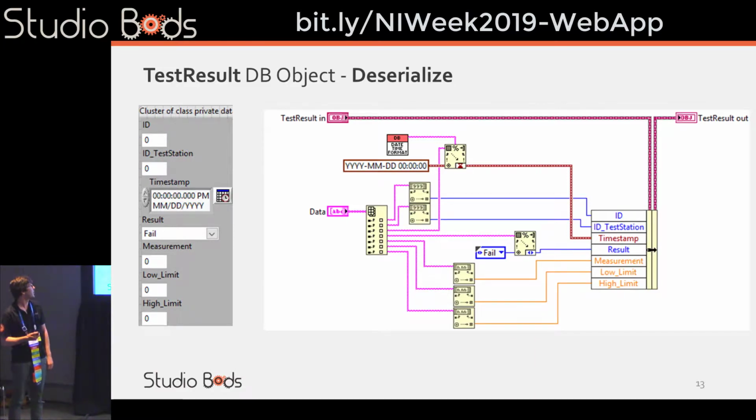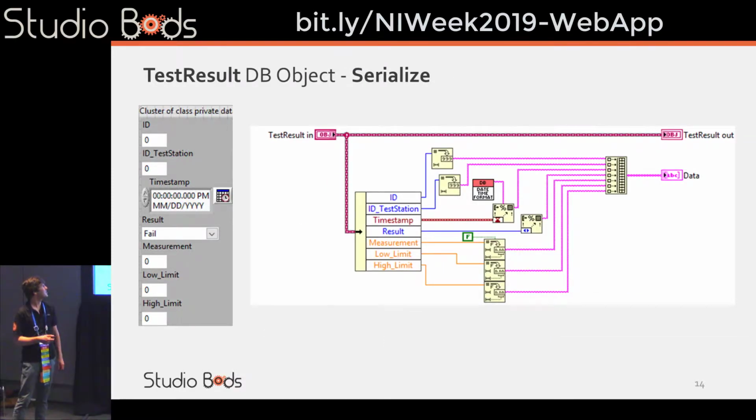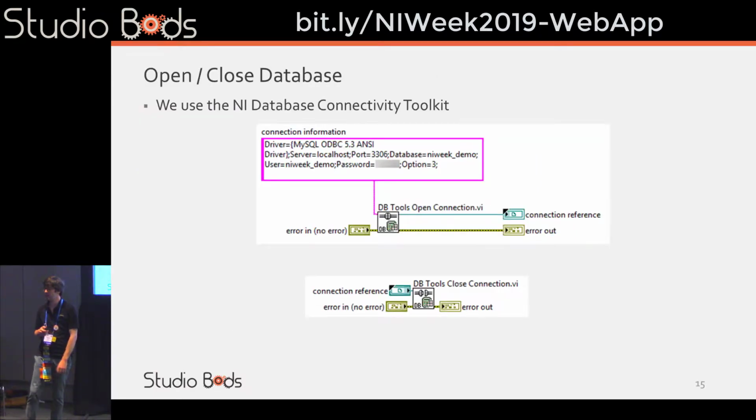What we get from the database, the NI database toolkit for example, is an array of strings, and each element in my array is an element of my object. So I take each one of them and I convert it to the proper LabVIEW data type. In the end, I have a test result object with the proper data types and the information coming from my database. The opposite method is the serialize method. I take my object and I convert it back to a 1D array of data, so we can convert our data back to the database.